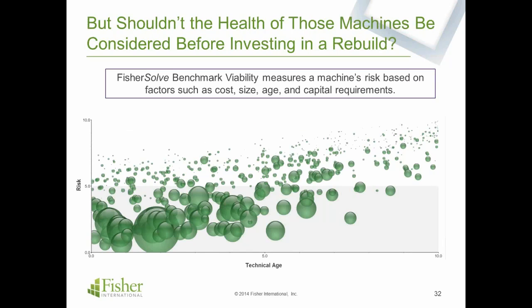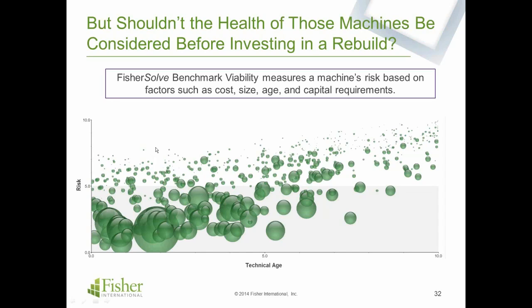But shouldn't we also consider the health of the machines before investing? If I were a producer, I certainly would consider that. If I were an investor, I would consider that as well. And so let's turn to our Fisher-Saul Benchmark Viability Module to try to get a better understanding of that. So this bubble chart, this is all of those 675 machines that I just told you about, those packaging machines in Asia that have never been rebuilt.